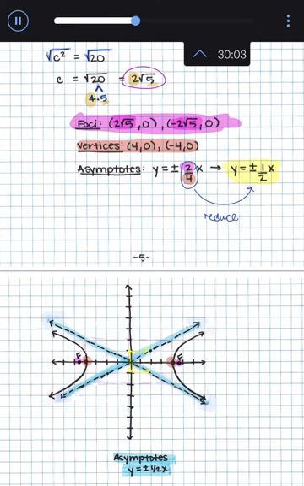Or another way of also doing this is draw your box. Your box had a rise of 2, and that would be going up 2 and down 2. And you also had an A of 4. So 1, 2, 3, 4. So let's finish in our box going left, right, 4, and up and down 2. And let's see what kind of box that makes.